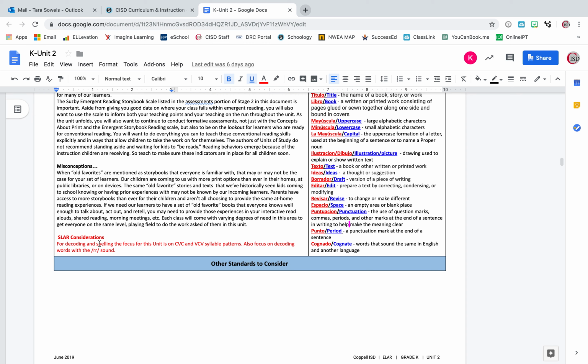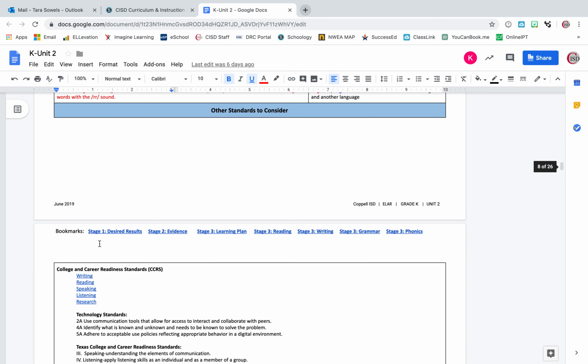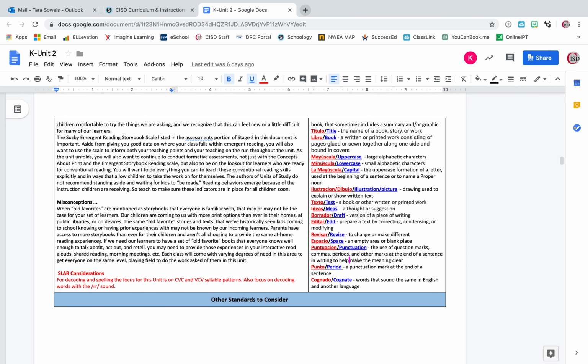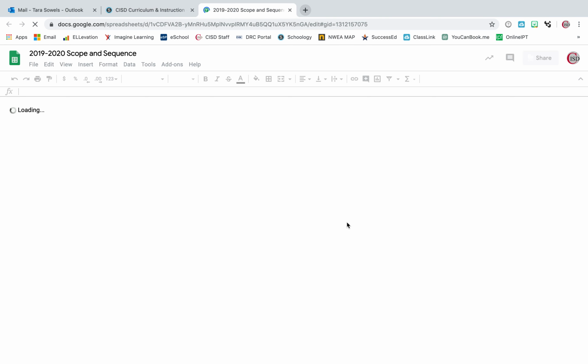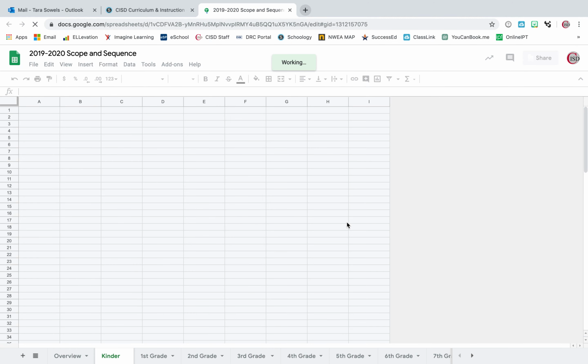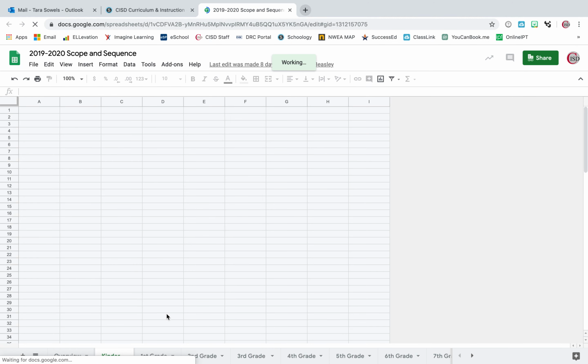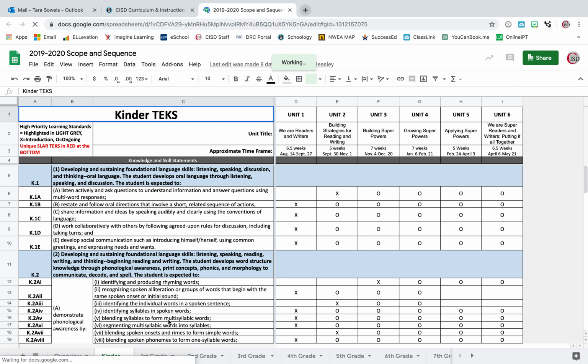Okay, so I believe that is everything for Unit 2 that has been added for Spanish language arts. Now going back to our Spanish literacy landing page, we've looked at Unit 2. I just mentioned the scope and sequence and how those TEKs are broken down. So let's take a look at a different grade level now on the scope and sequence. Down here at the bottom are your tabs. I'm just going to click on first grade.